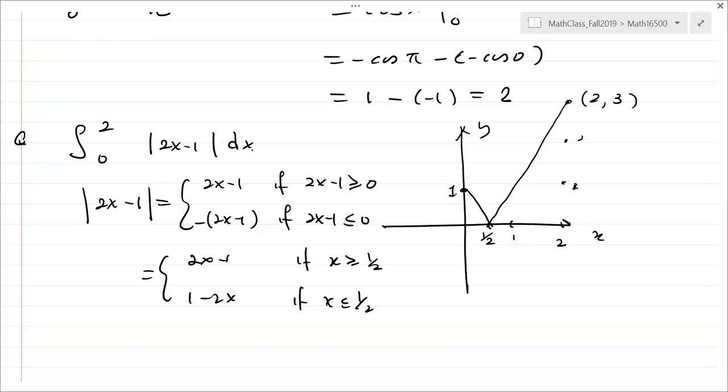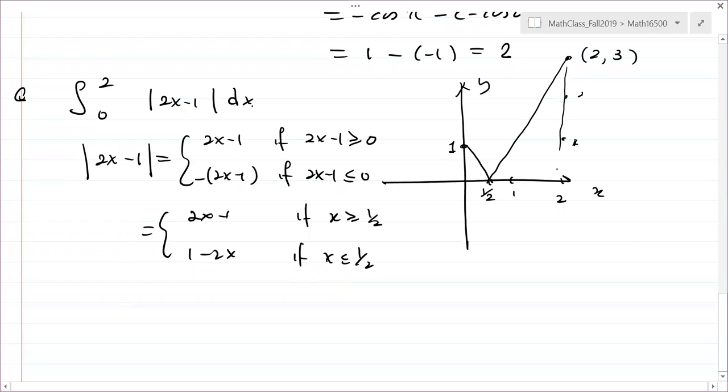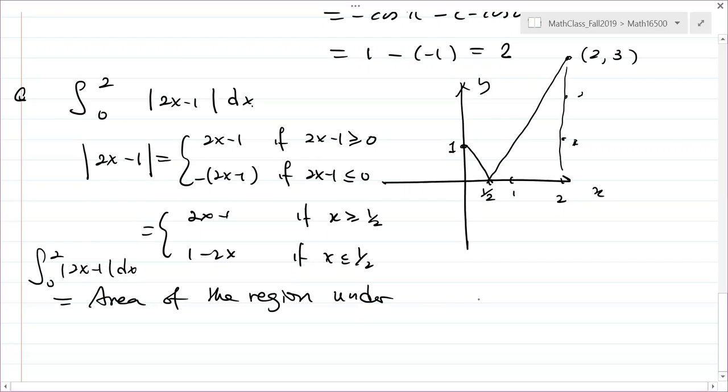And we know the integral is going to be the area of the region below this graph, right? So this is just equal to the area of the region under the graph, and the region consists of 2 triangles. So you don't need to evaluate the integral; you just calculate the area, in 2 different ways.